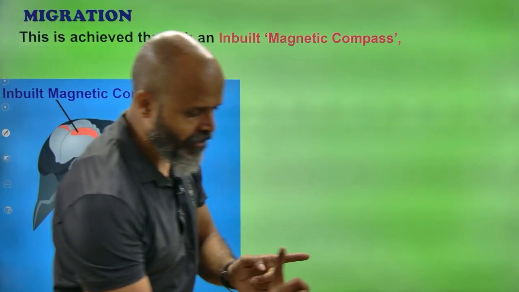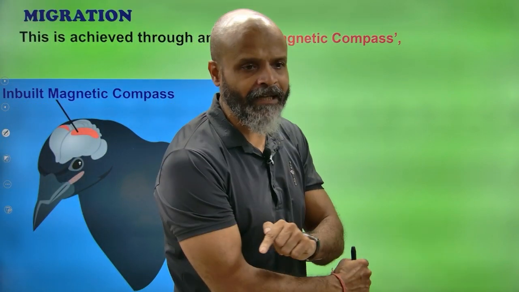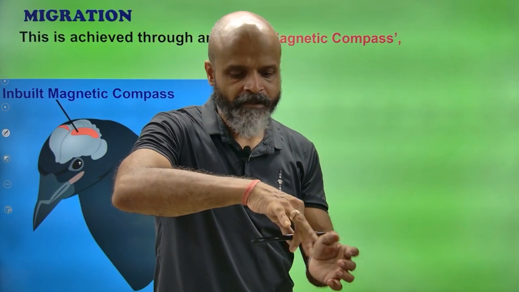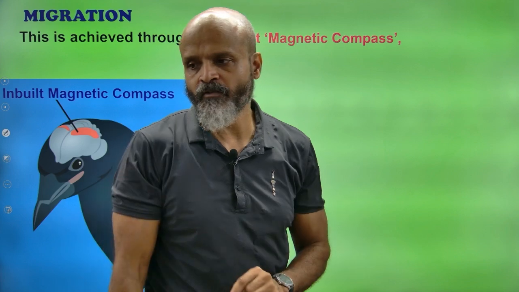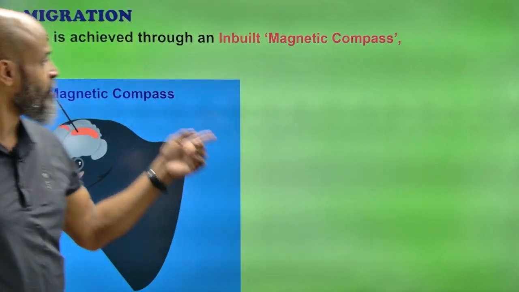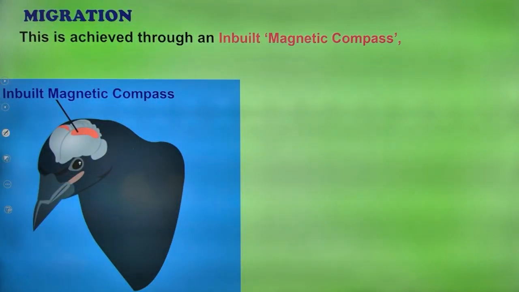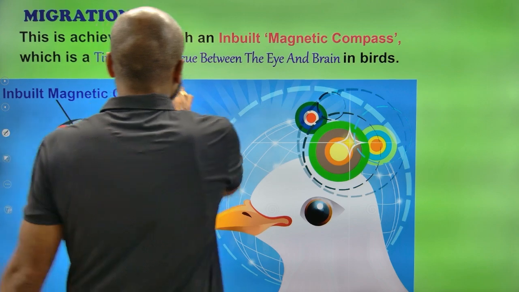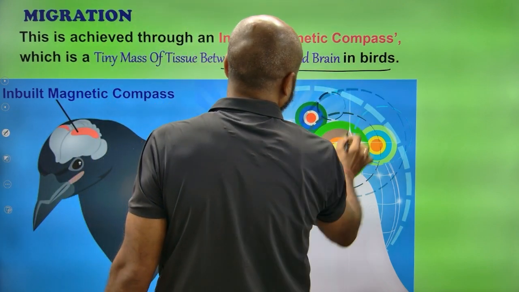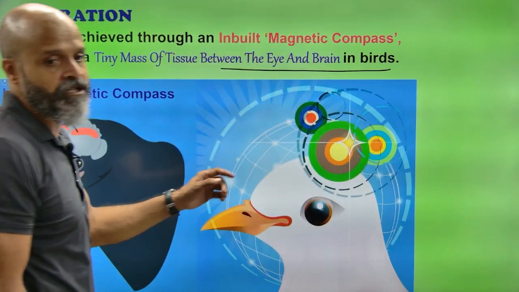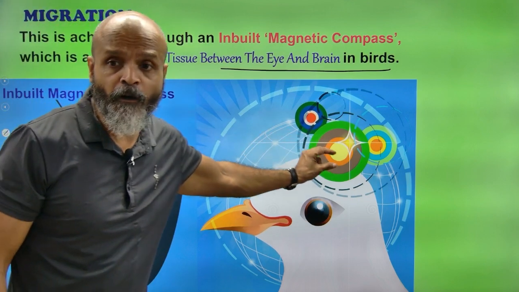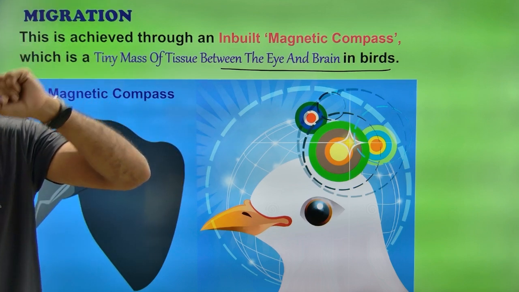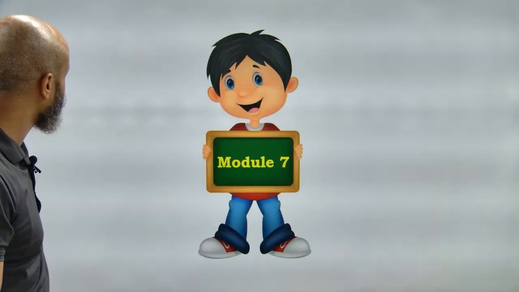See, when you rotate a magnetic compass and leave it, let's say this is a magnetic compass, आपने इसको घुमा के अगर छोड़ दिया, it will always point in the north south direction, and that's one of the reasons why birds are able to find out where to go. They seem to have an inbuilt magnetic compass, which is a tiny mass of tissue between the eye and the brain in the birds. So there is something already installed in birds which helps them navigate and find their destinations.